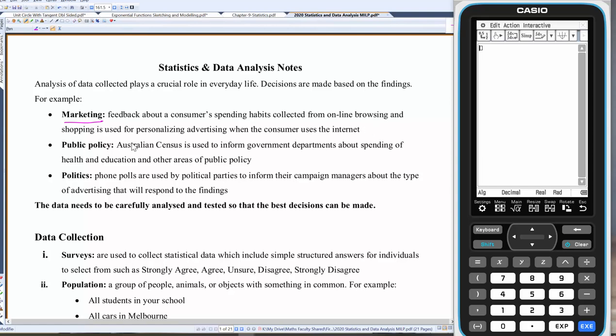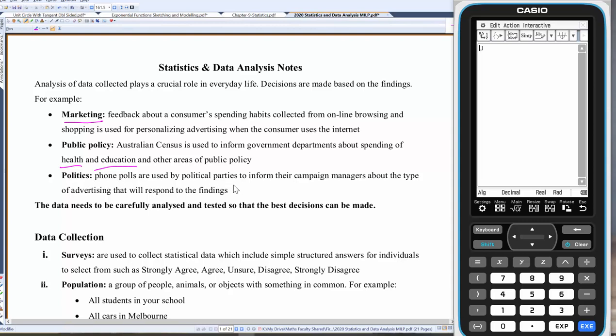It's used to shape public policy. So we collect this census every, I don't know how many years, 4, 6 years, I don't know how often it is. And then government departments use that to work out how to spend the taxes that they collect, or the money that they have, on either health. Do we put doctors in remote areas? Do we open up new schools? Or other public policies, how to decide what roads to improve.